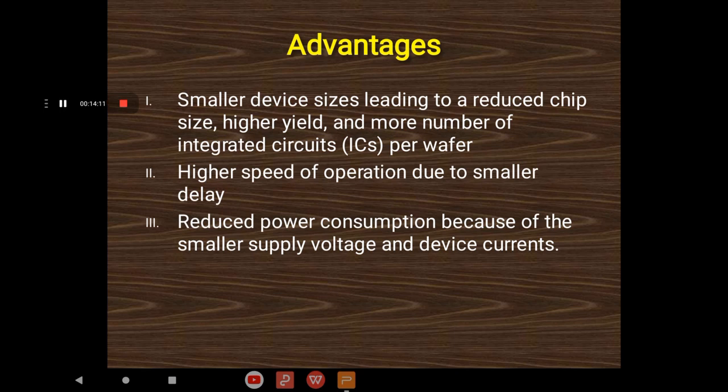Smaller device sizes lead to a reduced chip area, as well as higher yield, and more integrated circuits per wafer, as well as a higher speed of operation. Because of a smaller delay, it leads to improvement in performance also. Third one is nothing but reduced power consumption because of smaller supply voltage and device currents. So with this, supply voltage scaling, how are we going to perform the supply voltage scaling in this scenario, right?